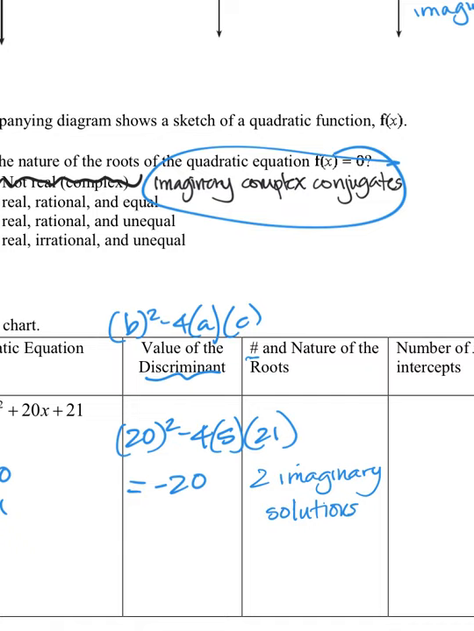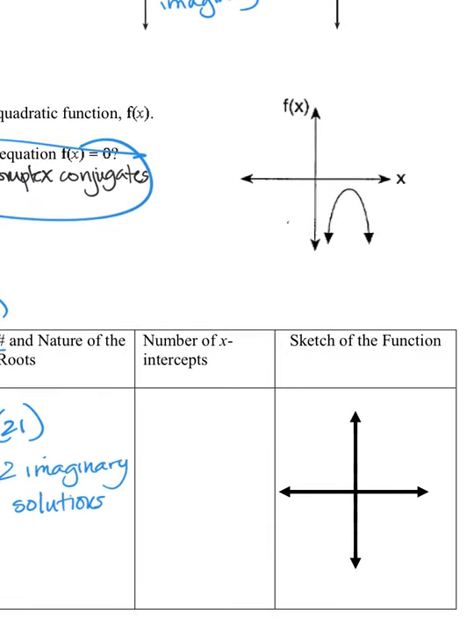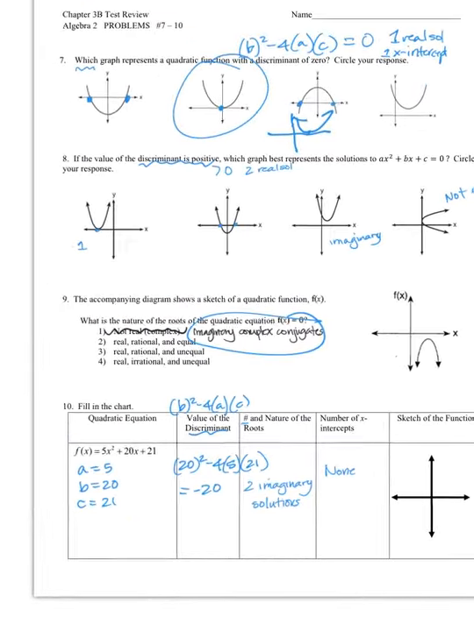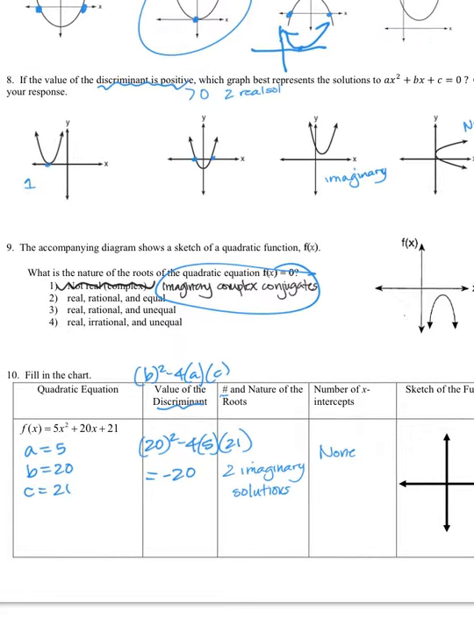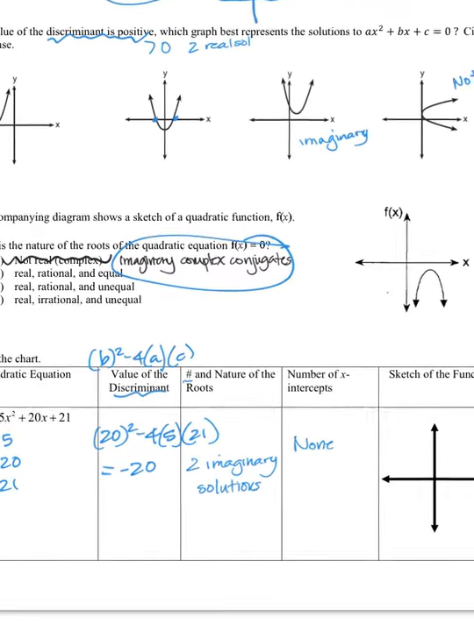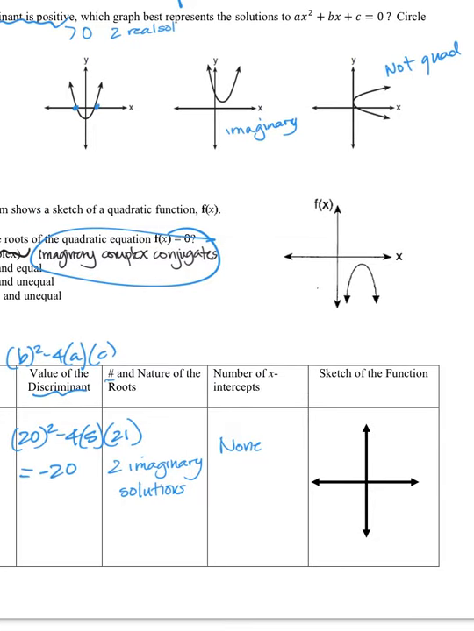Now on to the next thing to fill out. Number of x-intercepts. Well, this one doesn't touch, so there are none. No x-intercepts. Sketch the graph. If you look at the function, it is pointing up and not touching, right? Because there's no solutions, 2 imaginary. So what could that look like? Something like that. And that would be it.